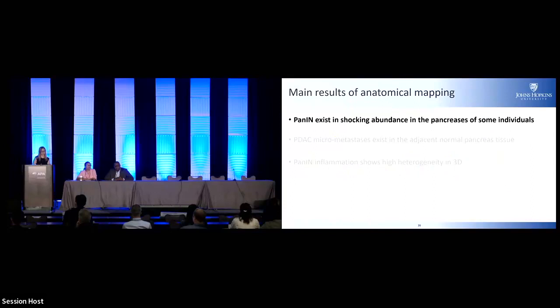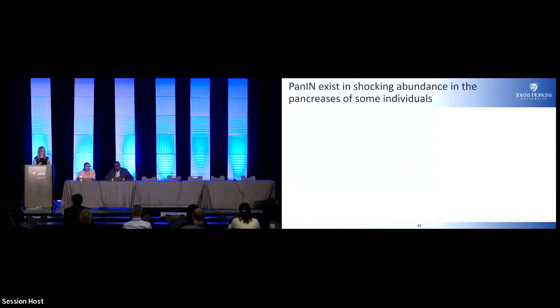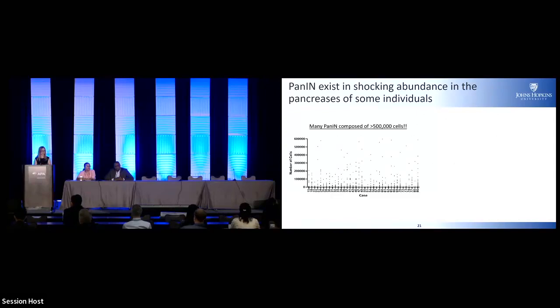So I want to walk down a couple of findings in the anatomical mapping of these blocks and then jump into some genomics technologies that we've applied as well. So conclusion one is just that PanIN exists in shocking abundance in human tissues. So on the x-axis is each of the individual cases that we mapped, and each dot is a PanIN that we found in one sample. This is to show that many of the cases contained PanIN with well beyond 500,000 cells. So PanIN can get huge, and yet when we study them in 2D, we can miss this fact.